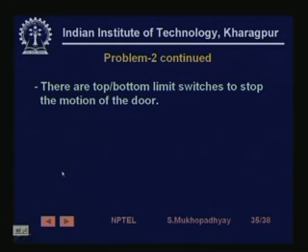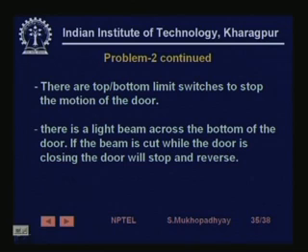Then there are top and bottom limit switches to stop the motion of the door. Obviously you have pressed a button, it is going up, it has to stop somewhere, so you have to have limit switches. There is a light beam across the bottom of the door. If the beam is cut while the door is closing, then the door will stop and reverse.